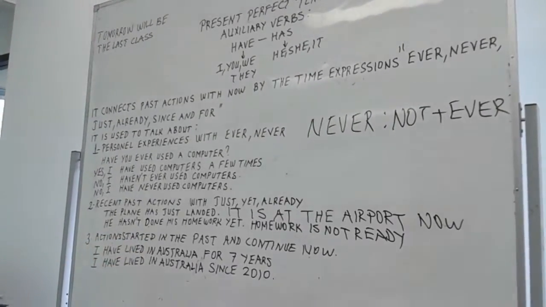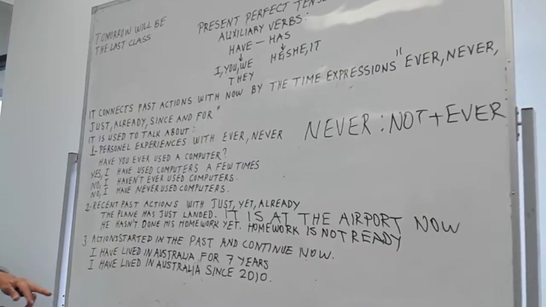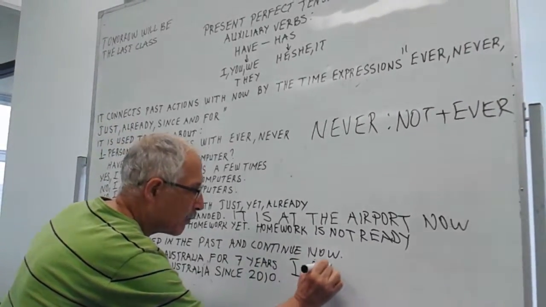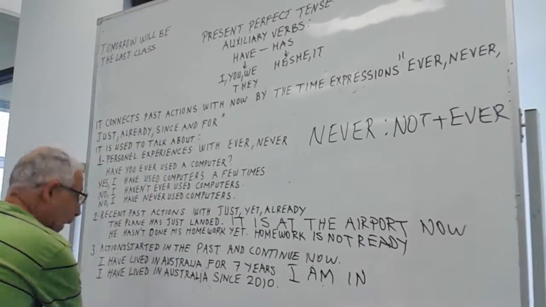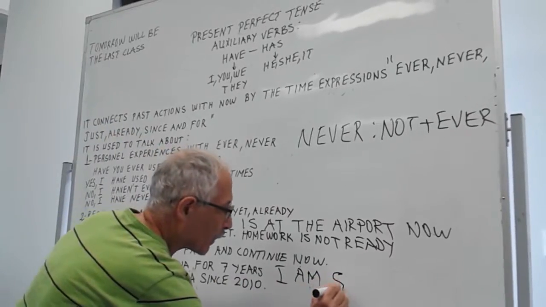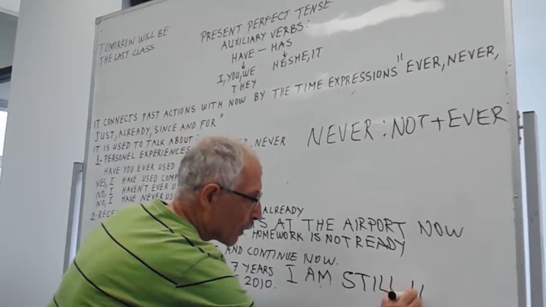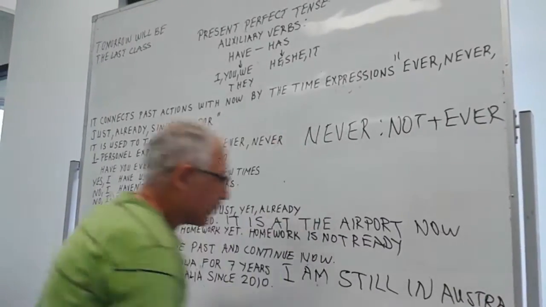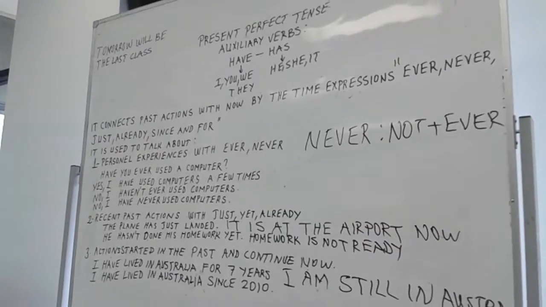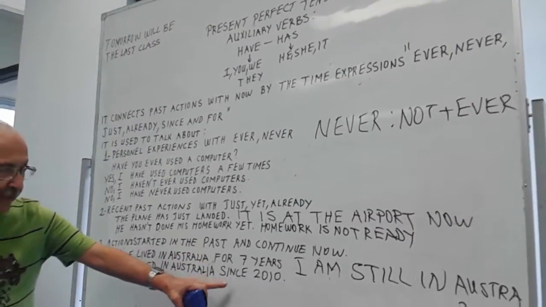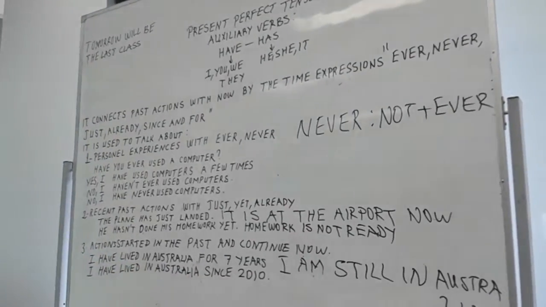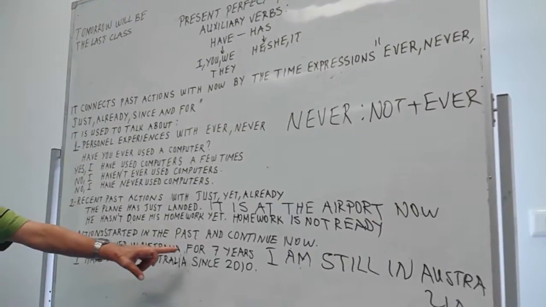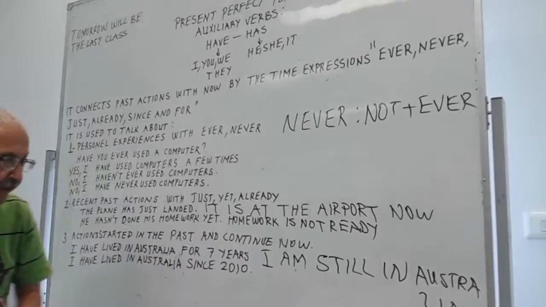I have lived in Australia for 7 years. I have lived in Australia since 2010. What does it mean? I am still in Australia. This is what it means. I'm still in Australia. And the difference between for and since: after since, a beginning of the period comes, or a time point comes. Since 2000. After for, a period comes, for 7 years.